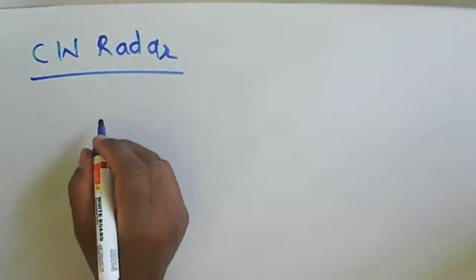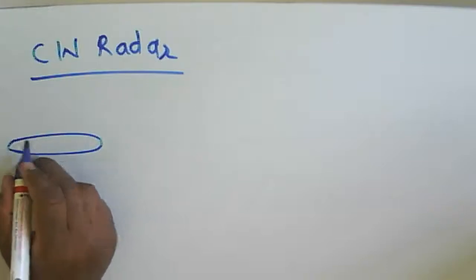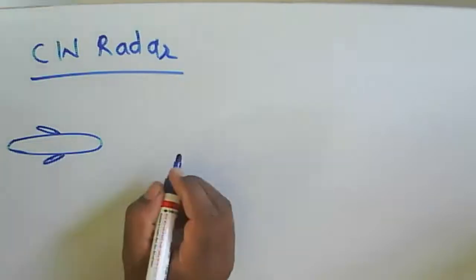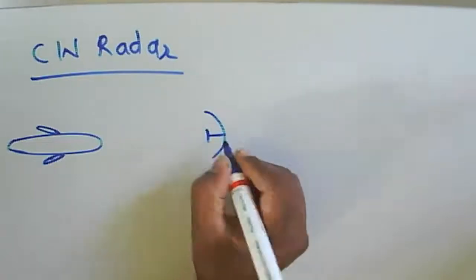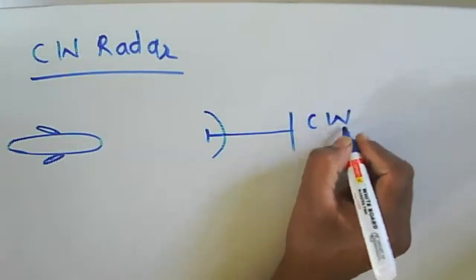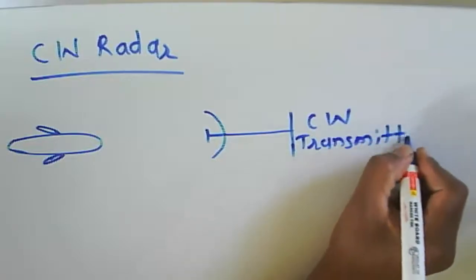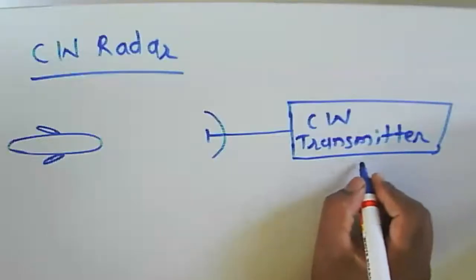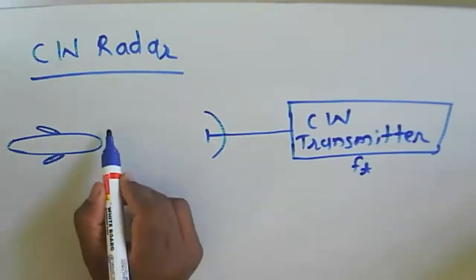We will go here with a continuous radar. This is your target or object, and here we have the antenna. We get the continuous signal from the transmitter. This is a continuous wave transmitter, and the frequency we define here is FT.